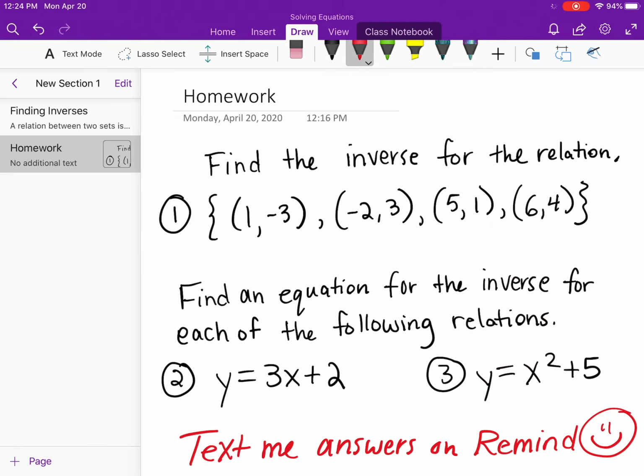Okay, so I hope I explained those 4 examples good enough for you guys, and here's your homework for today, just 3 problems. First, I want you to find the inverse for the relation. Then I want you to find an equation for the inverse of each of the following relations. So I've got 2 more of those, and then as always, text me your answers on Remind.